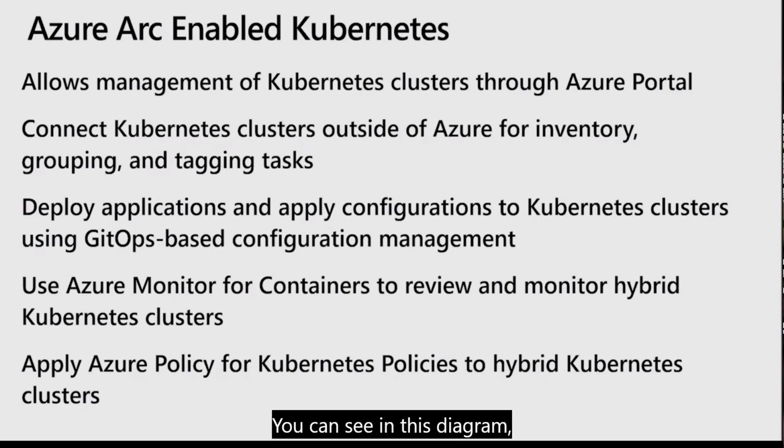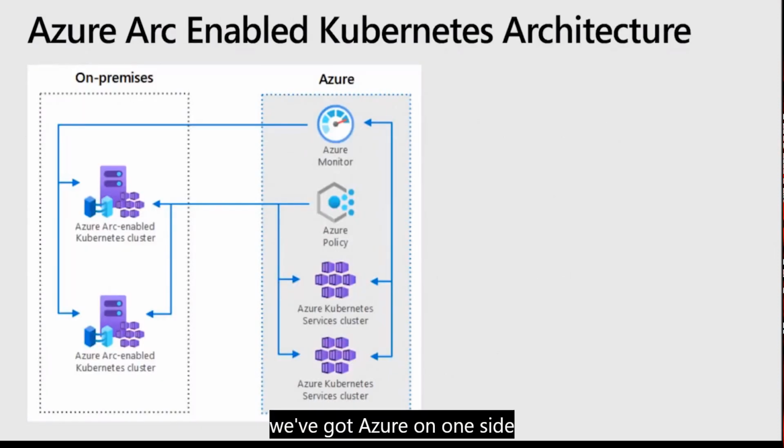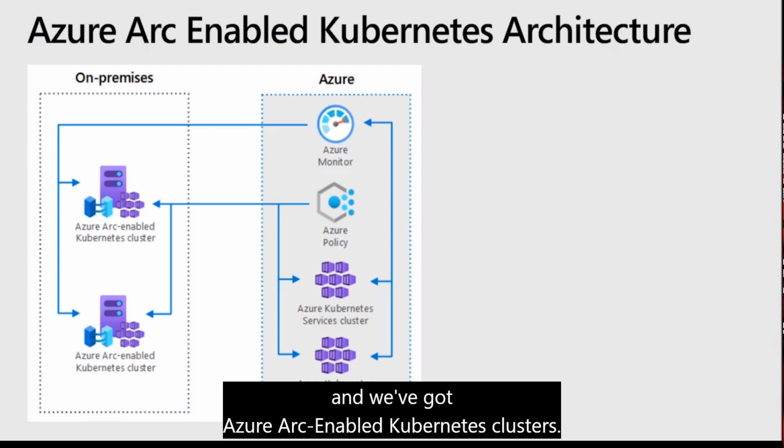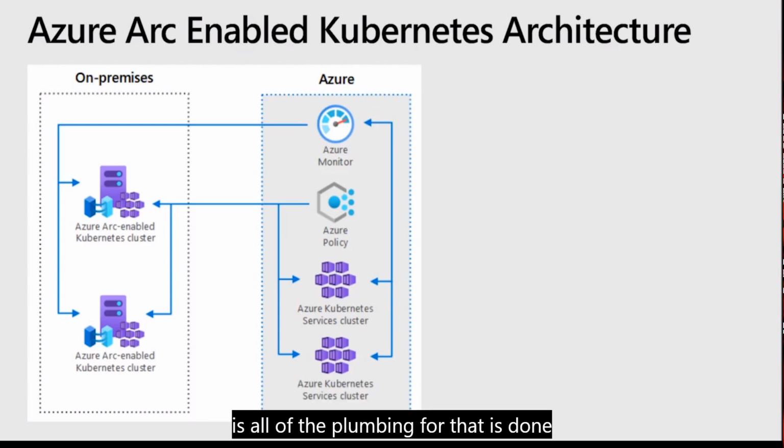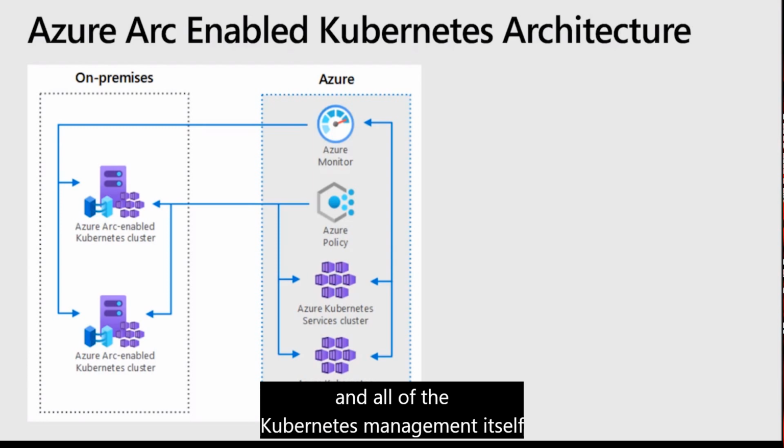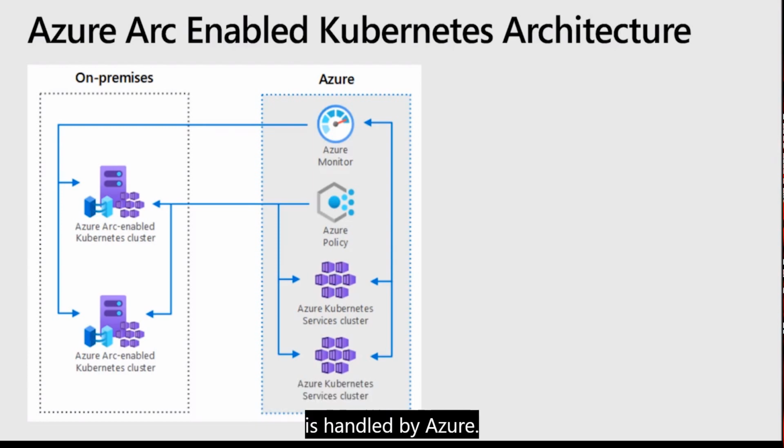You can see in this diagram, we've got Azure on one side and we've got Azure Arc-enabled Kubernetes clusters. Now, the advantage of Azure Arc-enabled Kubernetes clusters is all of the plumbing for that is done for you automatically by Azure Arc, which means all you have to worry about is deploying the application, and all of the Kubernetes management itself is handled by Azure.